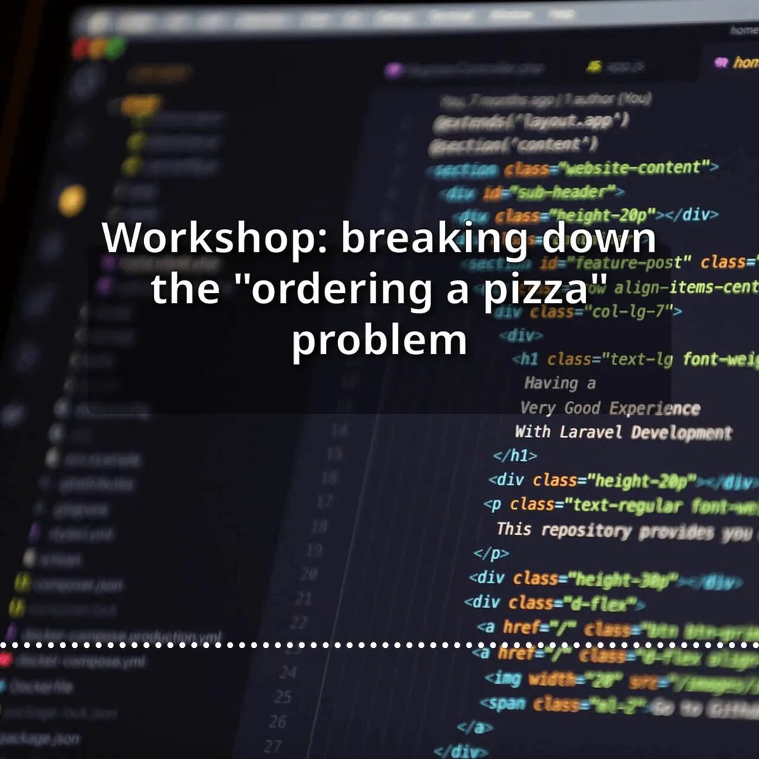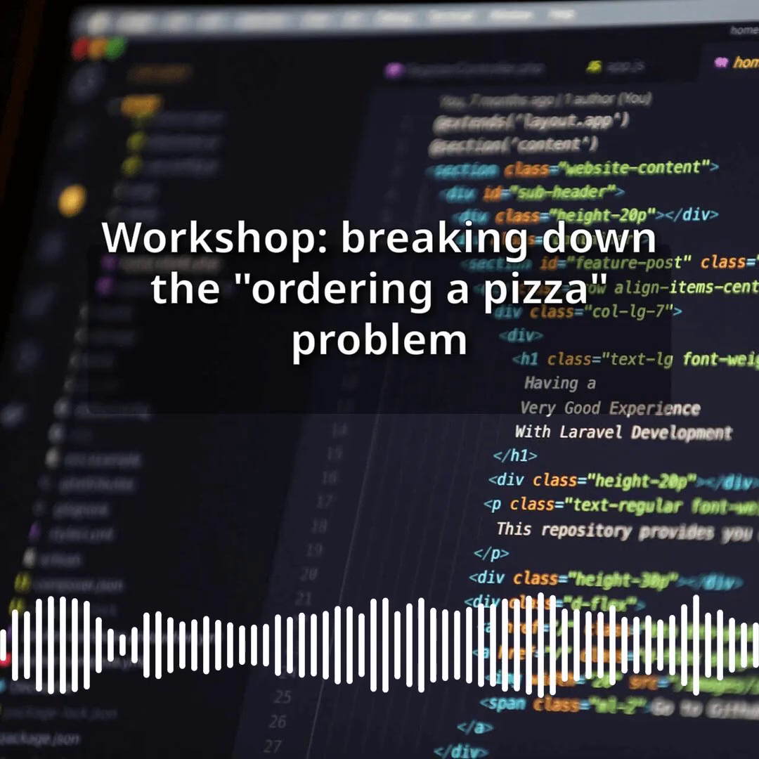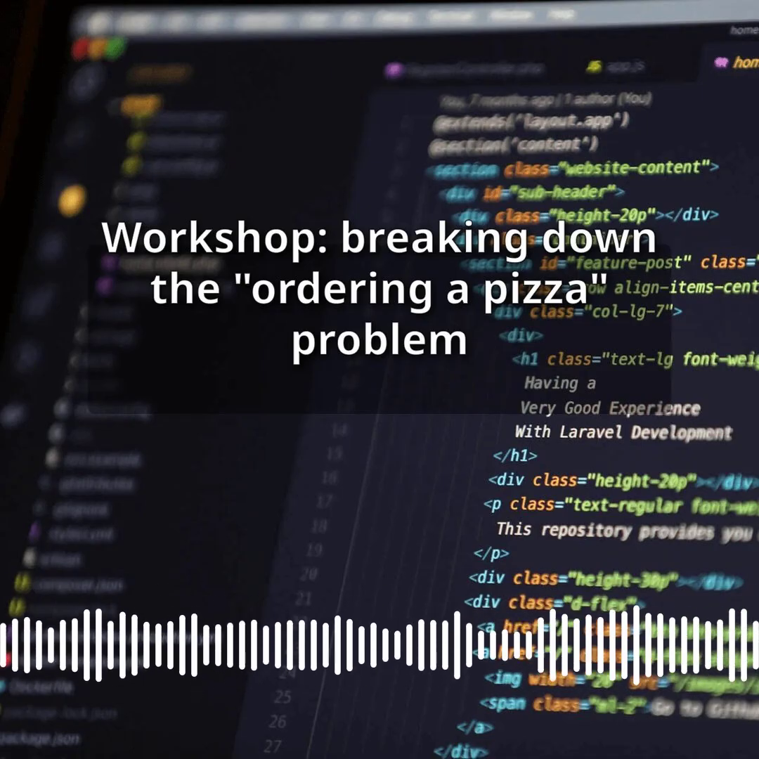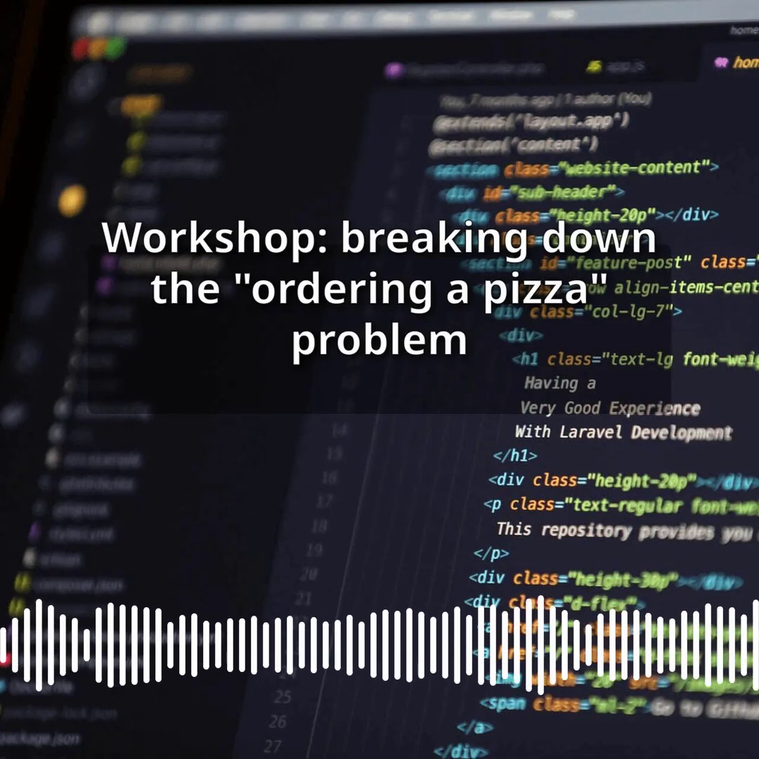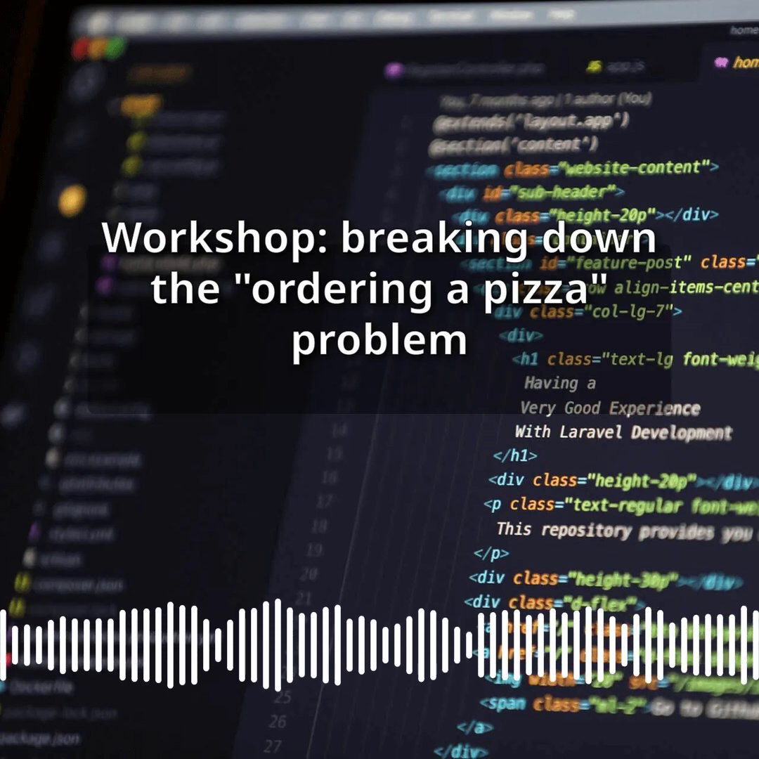For each key step, identify at least one possible failure scenario or edge case. For example, what happens if the selected pizza is out of stock? What if the user enters an invalid address? What if the payment is declined? This part of the exercise trains you to think defensively, a critical habit in software development. Document these failure cases alongside their corresponding steps.